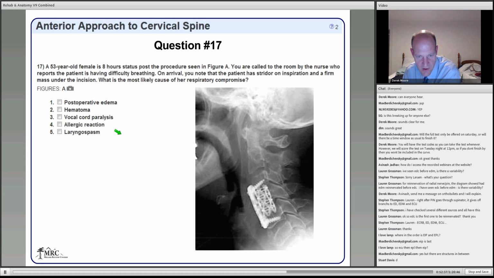So looking at this x-ray here, you can see she had an anterior corpectomy. Whenever you're looking at levels here, you just identify the ring of C1 here. This is the tip of C2. C2 is easy to identify. So here you have C3. So she had a C4 corpectomy.